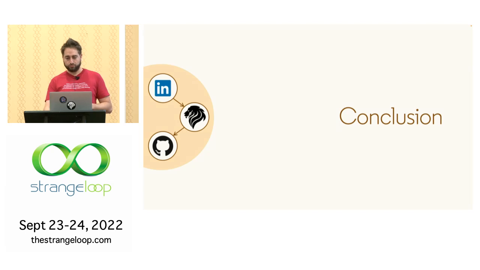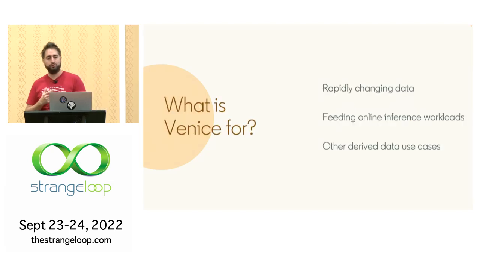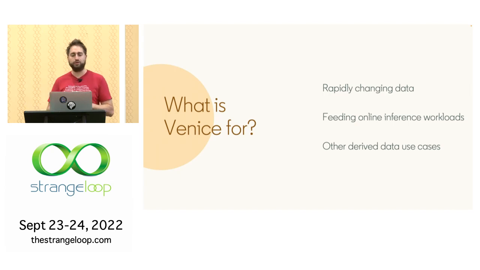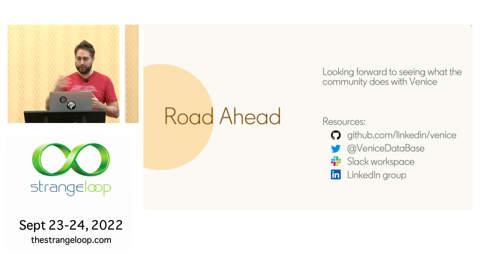In conclusion, we've seen that Venice is optimized for ingesting rapidly changing data, no matter if it comes from offline or streaming or any combination of these. We use it quite a bit for feeding our online inference workloads, but it can also be used for non-AI workloads, an example of which was the A/B testing platform, which is widely used at LinkedIn. We are open sourcing this today. I'm about to click the button to make the GitHub public.